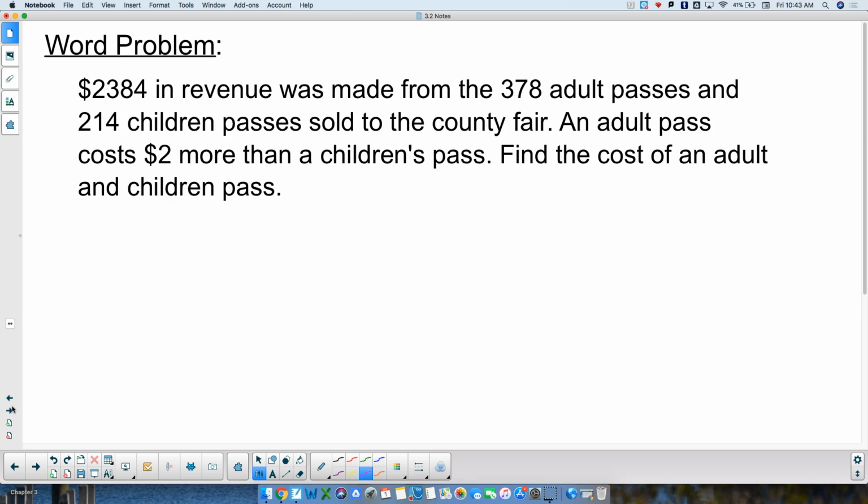$2,384 in revenue was made from 378 adult passes and 214 children passes sold to the county fair. An adult pass costs $2 more than a children's pass. Find the cost of an adult and children's pass. Okay? So the very first thing that you have to do is you should read it.